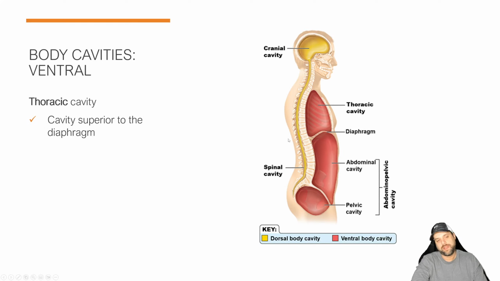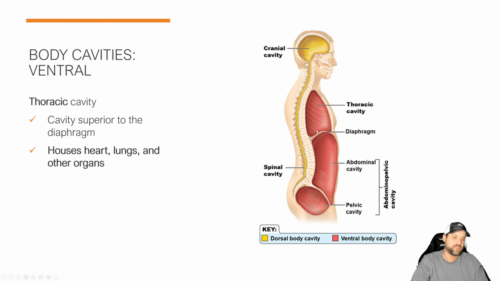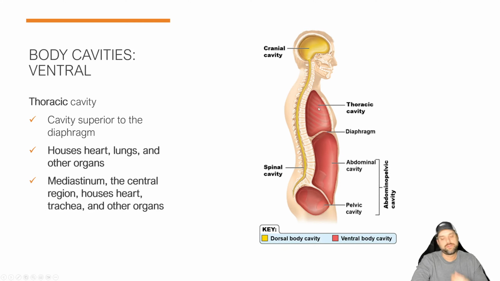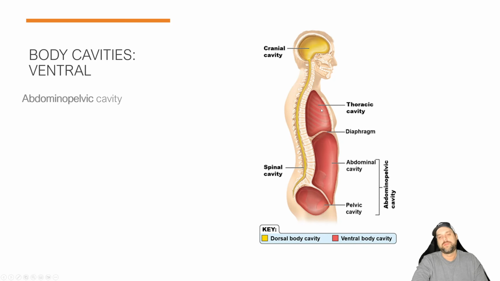The thoracic cavity is the cavity that is superior to the diaphragm. Here's the diaphragm, it's the muscle that helps you breathe. And this is going to house your heart, your lungs, and some other organs in there as well. Lymph nodes, trachea, things like that. Now, there's a central portion right in the center part of the thorax, in the sternum area, and that's called the mediastinum. The mediastinum is the central region that has the heart, the trachea, and a couple other organs as well, protected all by the rib cage.